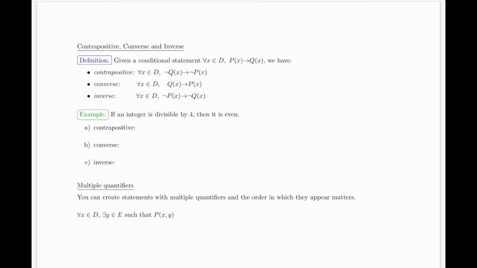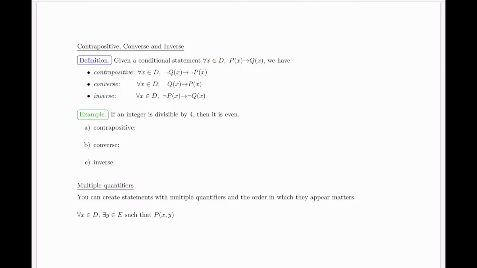You probably saw it coming that once we defined a conditional statement in the universal form, we will talk about its relative, contrapositive, converse, and inverse. So here we go. Let us remind ourselves that the universal conditional statement starts with the for all quantifier. So for all elements x in some domain D, if P, then Q.